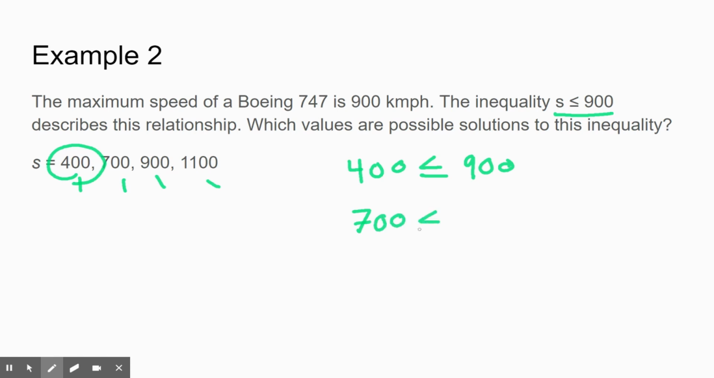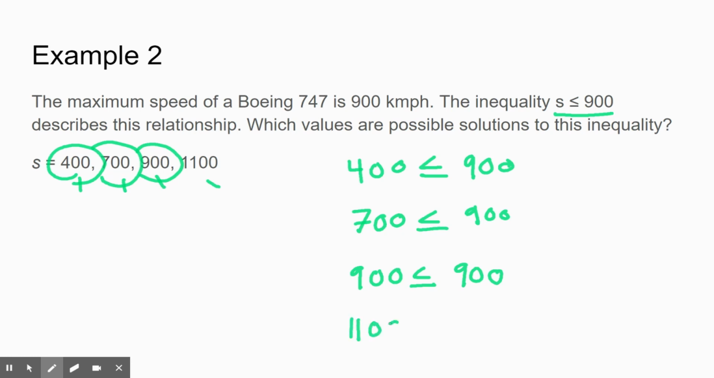Is 700 less than or equal to 900? Again, yes, it works. So we can include that one. How about 900? Well, 900 is not less than, but it is equal to 900. So 900 actually works as well in this case. It is less than or equal to in this case.